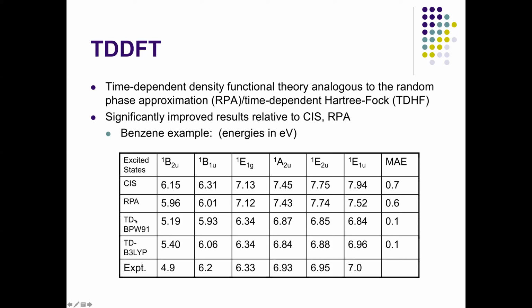And lots of times, accuracies for time-dependent density functional theory can be within about 0.3 eV, maybe 0.5 eV, but you can get things that are pretty close, or you can get things that are a little bit further away. But they will tend to be better than CIS. And again, CIS will tend to overestimate energies.